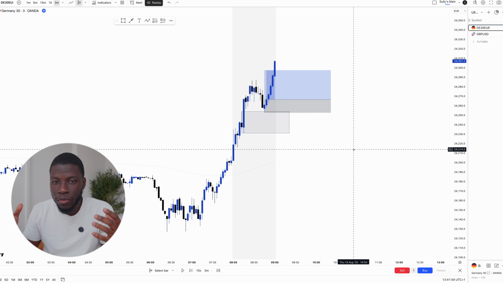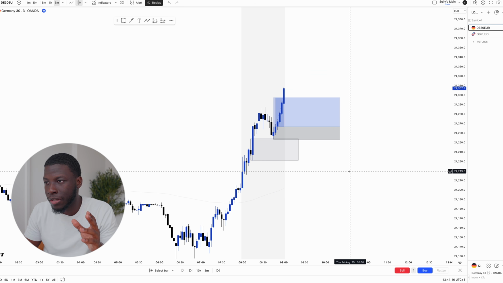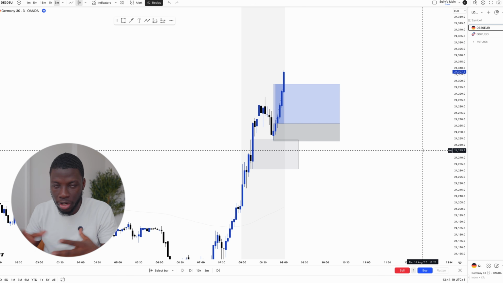But overall, with good risk management, I can almost guarantee, I'm not guaranteeing anything, but almost guarantee with good risk management, good psychology, you will make money over the long run. It's really that simple. It's really that straightforward. This is a very, very concise crash course of supply and demand.